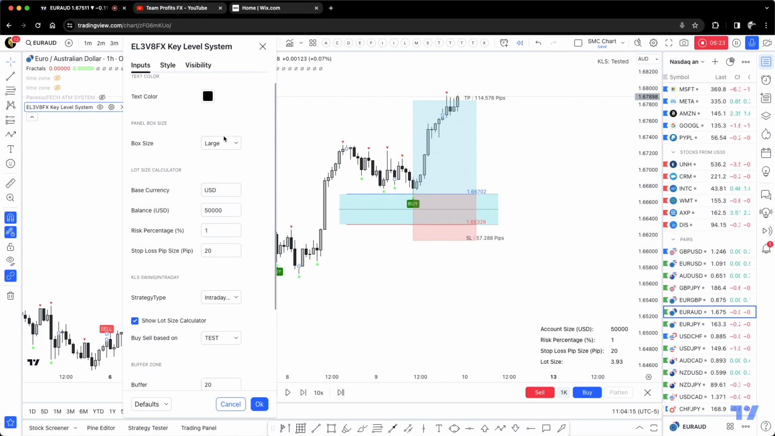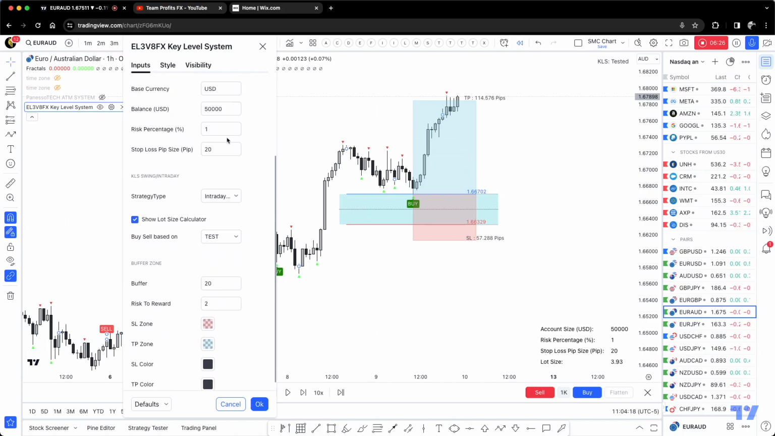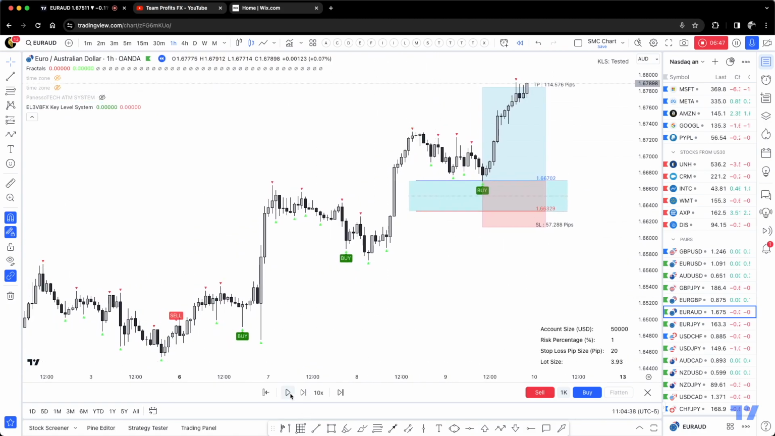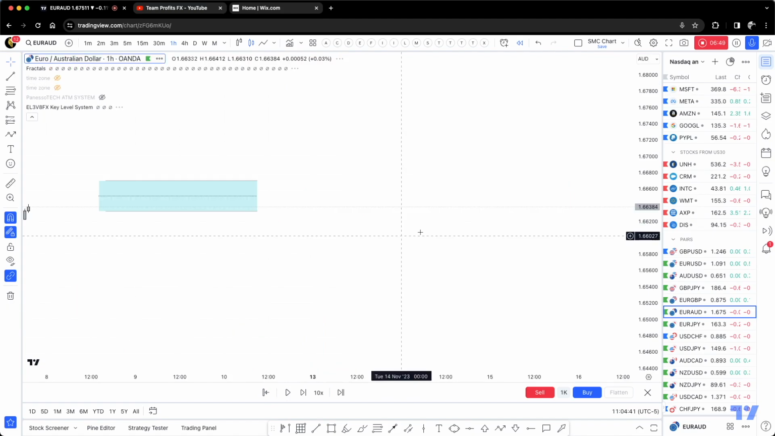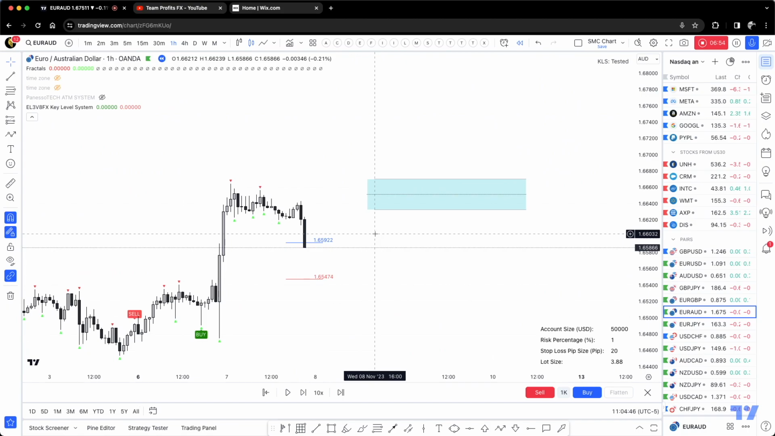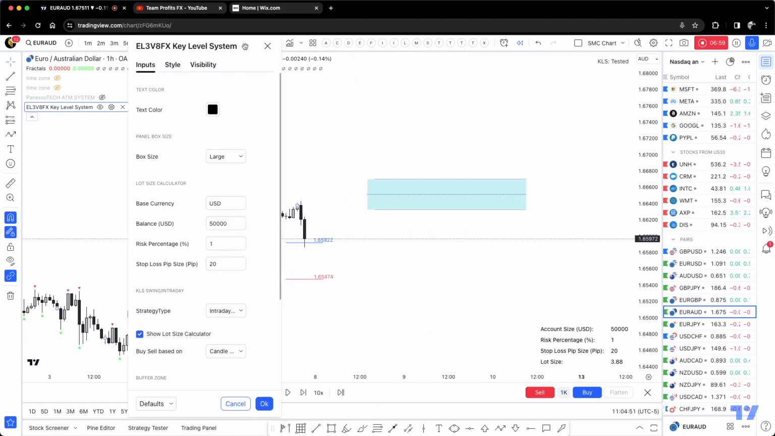One more thing right here, very important, is the buy sell based on. Now let me show you here. Currently I have it on test. If I move it to candle closure, now what's going to happen, of course in this example probably is not going to help. Let me see if it actually helps on this one. Let me go to this one. On the previous one, right here, touching and go. Okay, I think I have it. Okay, yeah, there we go.